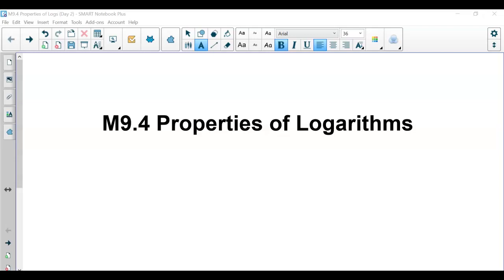In this video, we are continuing going over our properties of logs. So we talked about condensing and expanding. So now we're going to bring in the product and quotient.